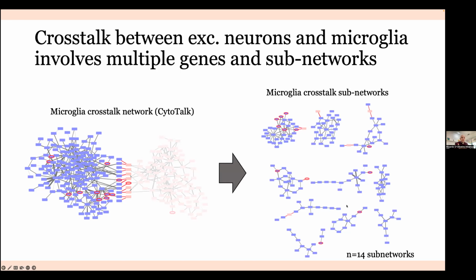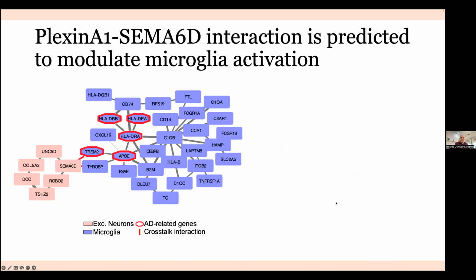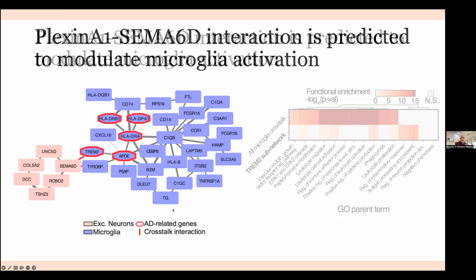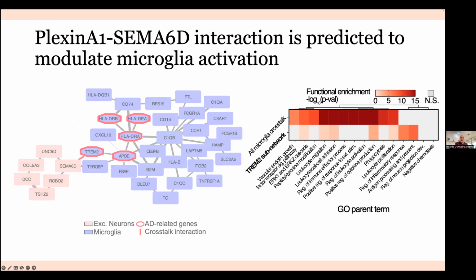So we're not looking at this big hairball here. And if we pick this apart, here's the TREM2 subnetwork. And you can see it's predicted to propagate signals into several Alzheimer's disease-related genes, including ApoE and genes from the HLA family. And if we do a functional enrichment, we can see that it's involved in immune recognition and activation. So this means that we're capturing functional aspects of microglia biology with this unsupervised approach. And it's independently recapitulating the link between TREM2 and microglia activation.